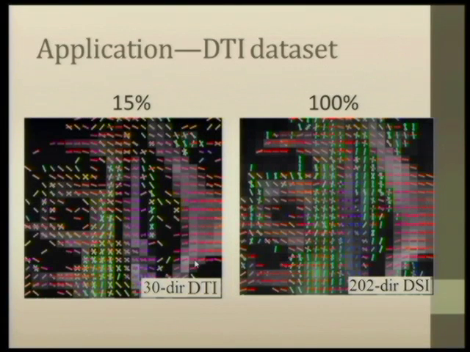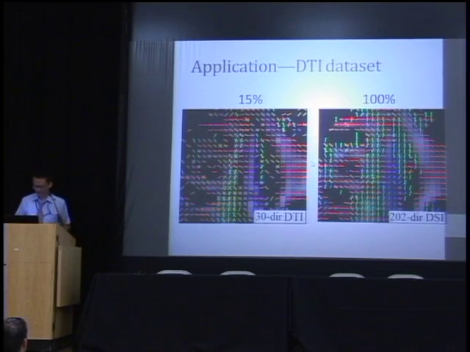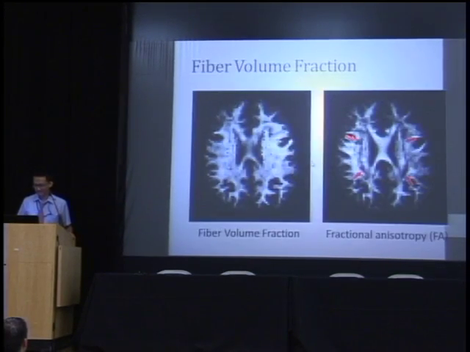I can also apply it to DTI datasets, which a lot of groups are already acquiring. Here I'm showing 30 directions of DTI. That's 15% of the sampling compared to a full DSI dataset, and we can still see quite nice fiber crossing and consistent fiber orientation. A lot of groups already have DTI datasets, so they can reprocess the data and maybe get new results from it.